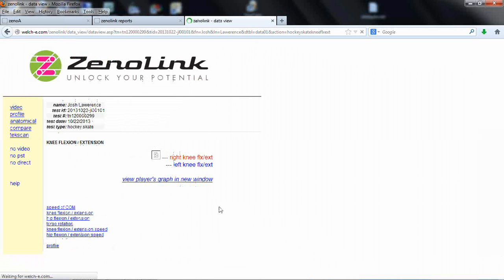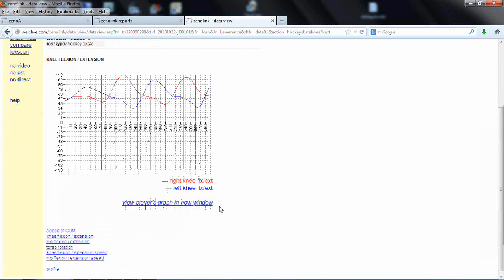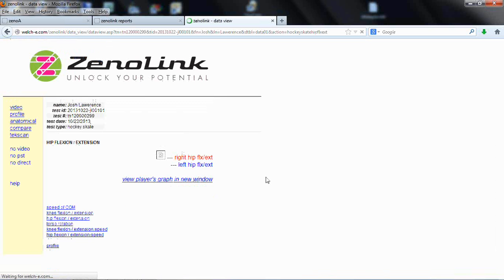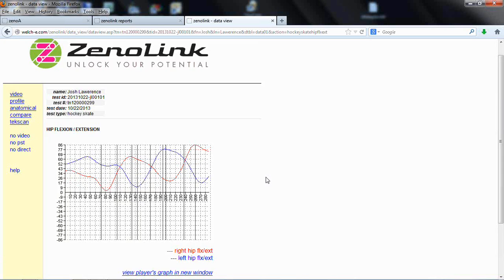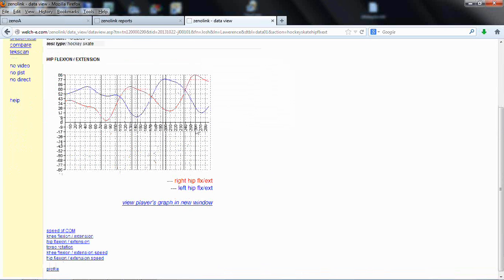Real quick, we'll take a look at range of motion to see if we see any gross functional deficits. We definitely see a little bit of deficit maybe on a right side extension, but generally fairly symmetric as we move through the space, especially with respect to flexion. And when we look at our hip flexion extension, we see, again, a little bit of deficit on the right side with respect to extension.